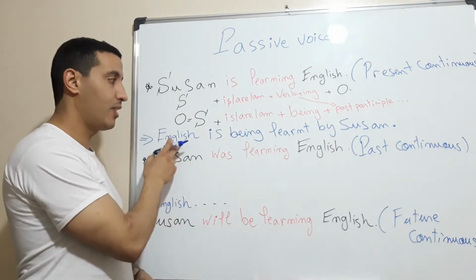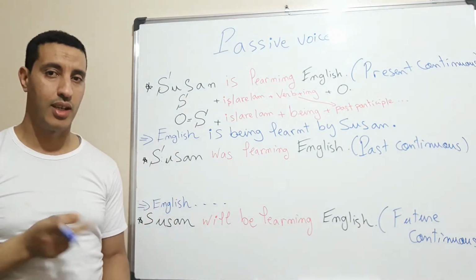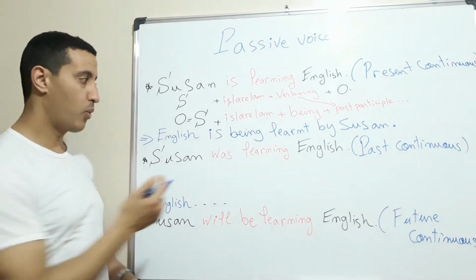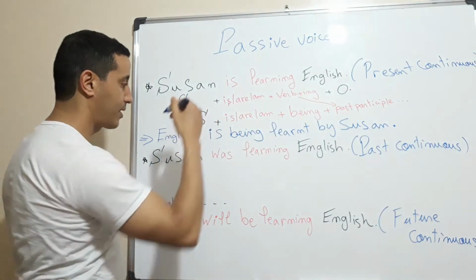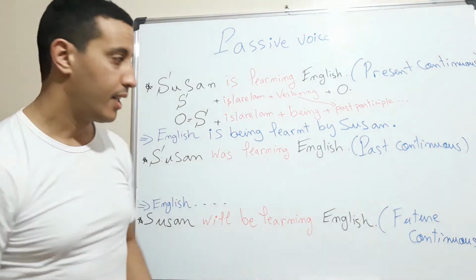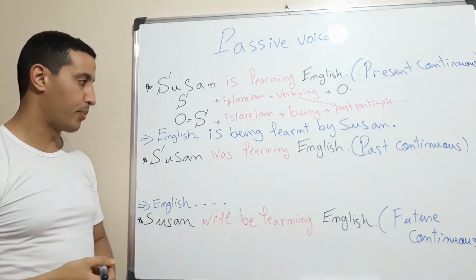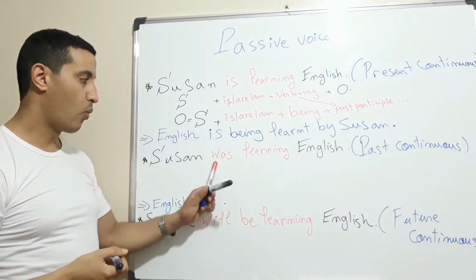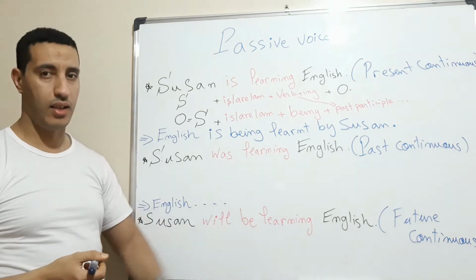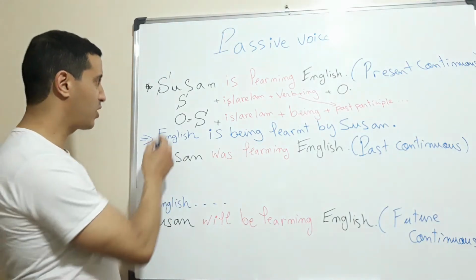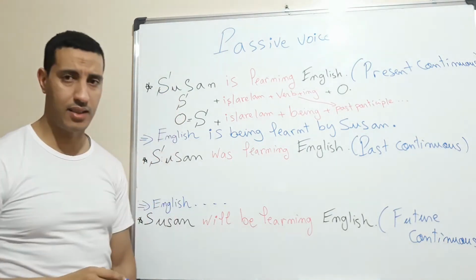And here we have English, and English is not the performer of the action, it is the receiver of the action. So we use the passive voice to say what happens to the subject. Okay? Now let's move to the second example. We have Susan was learning English. So what's the difference between the first sentence and the second one?